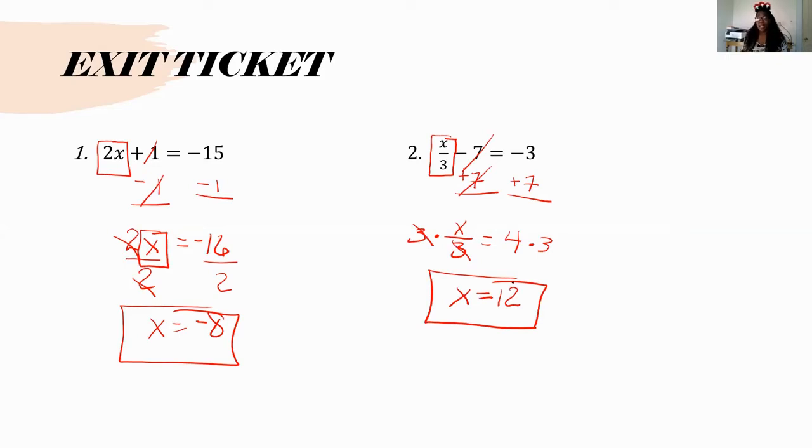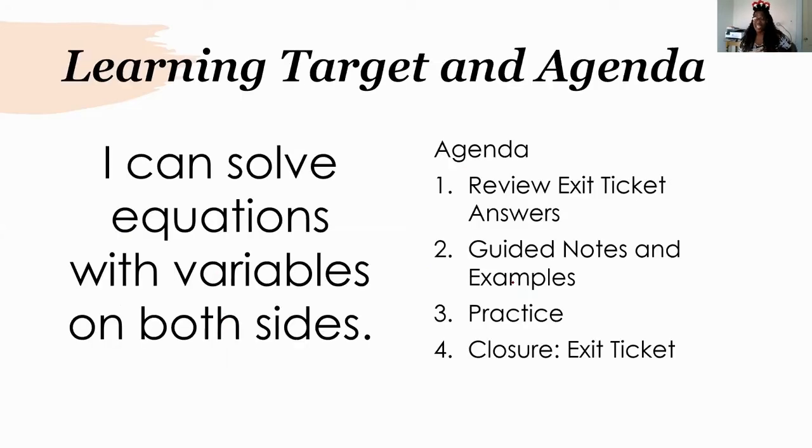If you got that from last time, good job. I know you're going to be rocking this. Let's take a look at what we're going to do today. By the end of today, you should be saying to yourself, I can solve equations with variables on both sides. Yes, you can. Breathe. You're going to get it done. We looked at the exit ticket, we're doing the guided notes, and we're going to do some practice and another exit ticket to represent today's lesson.